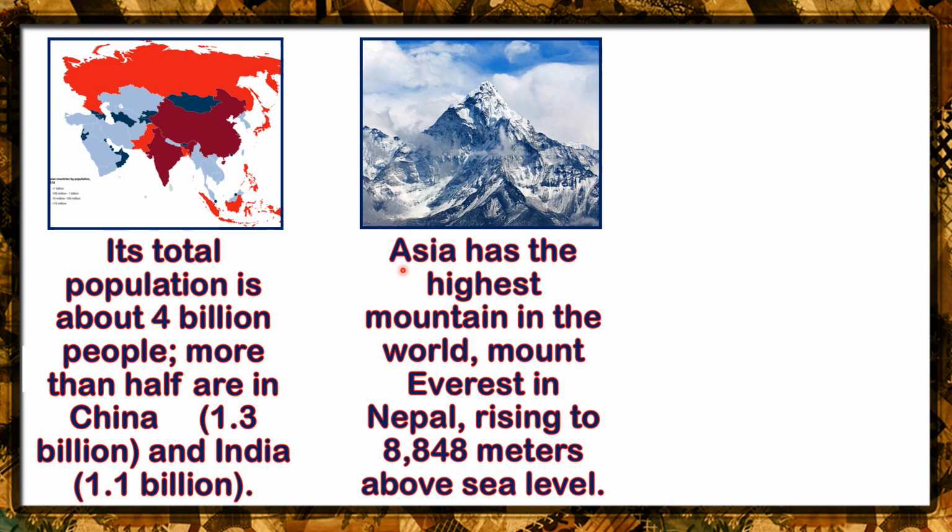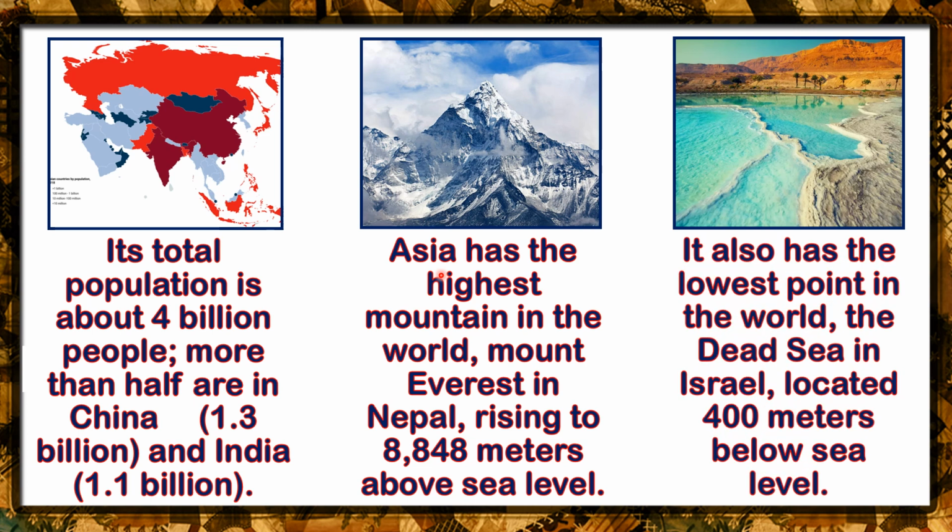Asia has the highest mountain in the world, Mount Everest in Nepal, rising to 8,848 meters above sea level. So the highest mountain is also known as the highest point on Earth. Now, having said that, it also has the lowest point in the world, which is the Dead Sea, located in Israel. It is 400 meters below sea level. So just a fun fact about the Dead Sea.